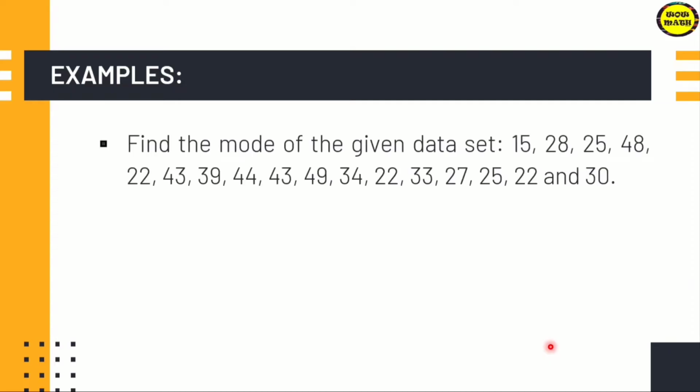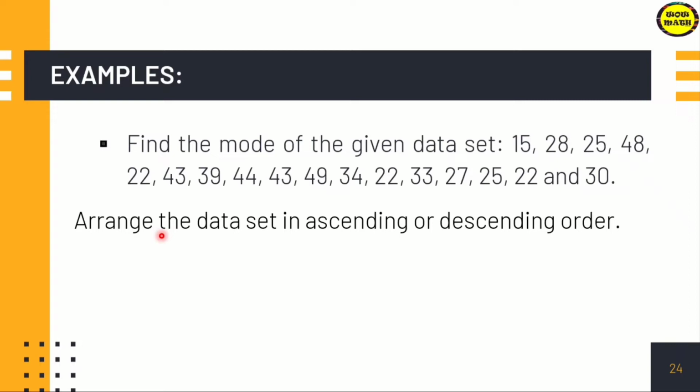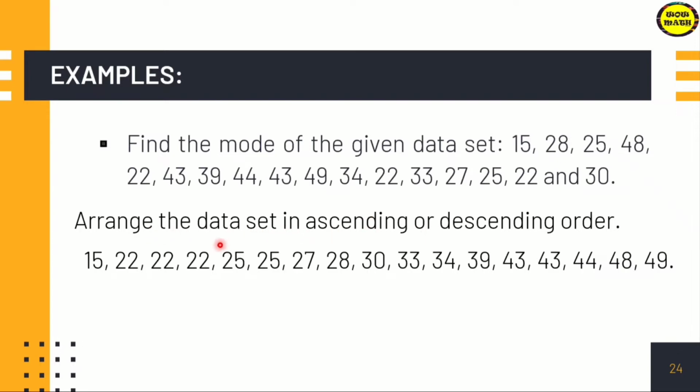Okay, so for example, find the mode of the given data set: 15, 28, 25, 48, 22, 43, 39, 44, 43, 49, 34, 22, 33, 27, 25, 22, and 30. So, para mas madali natin mabilang kung ano yung pinakamarami dyan, we're going to arrange the data set in ascending or in descending order. So, para madali natin makita kung ano yung number or value na nag-appear na mas marami.